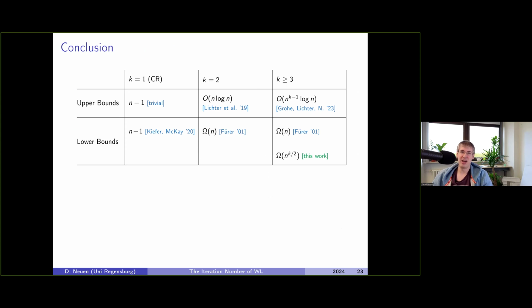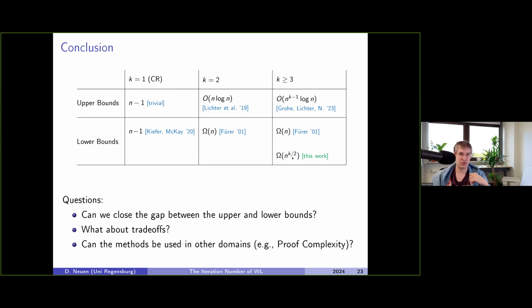And if we look at larger k, now we have this gap between n to the k minus 1 in the upper bound and n to the k over 2 in the lower bound. So this is one thing that would be nice if we can close that. So this is the first question here.